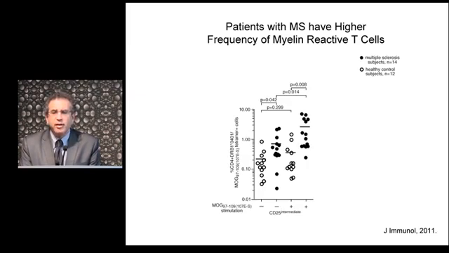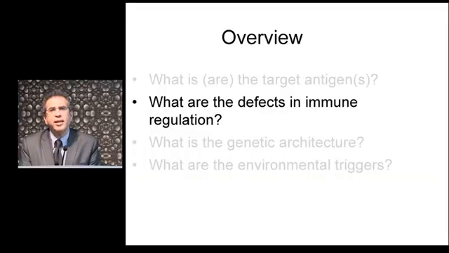But most importantly, if one compares patients with multiple sclerosis to control subjects, where each symbol is a different healthy control, the open symbol, or patients with multiple sclerosis, in the closed symbol, one can see a half log to almost a log increase in the frequency of these autoreactive T cells. But note that normal individuals also have these autoreactive T cells in the circulation, which leads to the next fundamental point: what are defects in immune regulation?